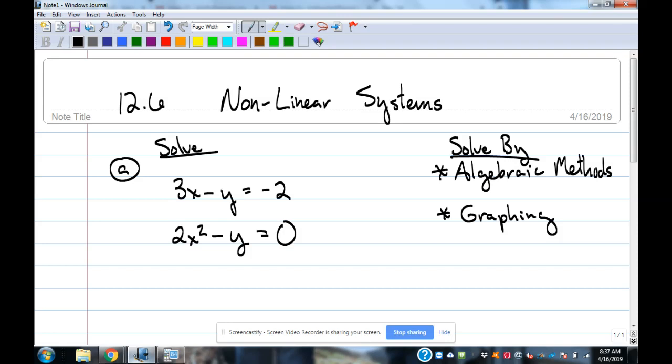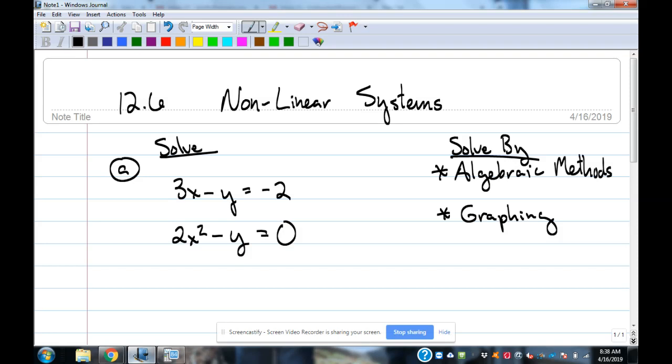So let's look at this first one and talk about the different methods that we could use to solve this nonlinear system. The first equation is a linear equation because it doesn't have an exponent on either of the variables, right? So we could get it in slope-intercept form. That tells us it's a linear equation. But the second one is what kind of equation? Quadratic, because it's got an x squared. So if we were to graph this, we're going to do that later, we would have a parabola and a line, and we're looking for where they intersect.